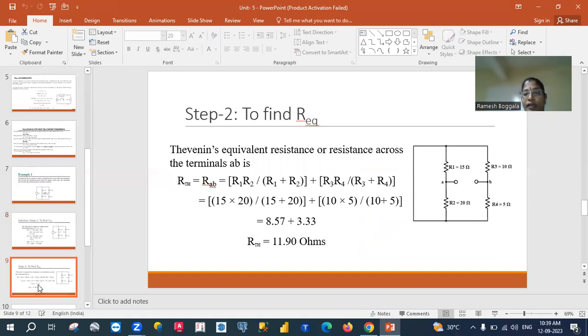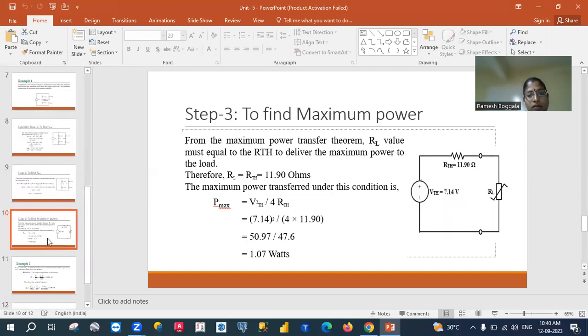So now find the equivalent resistance, or otherwise the RTH value. Short circuit the voltage source. Here it is R1 and R2 in parallel, R1R2 divided by R1 plus R2, plus R3 and R4 in parallel, R3R4 divided by R3 plus R4. Substituting the values, the RTH value is 11.90 ohms. So you know already the VTH value and the RTH value. Now find the maximum power value.